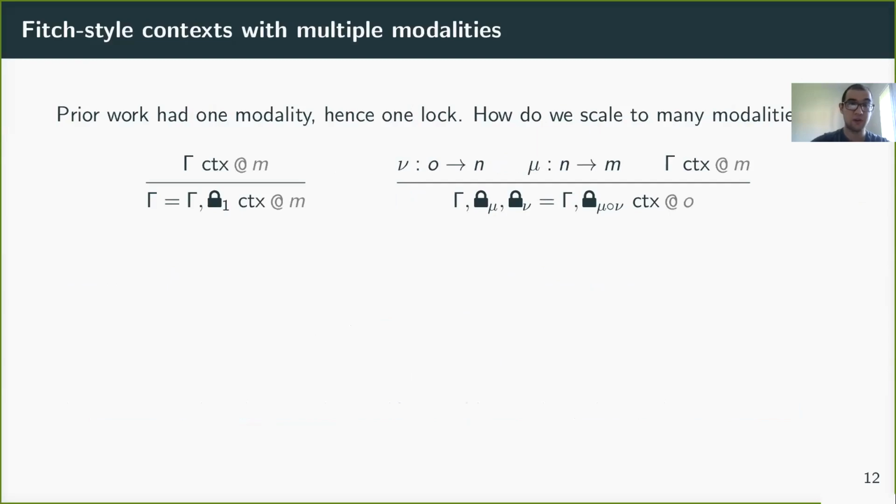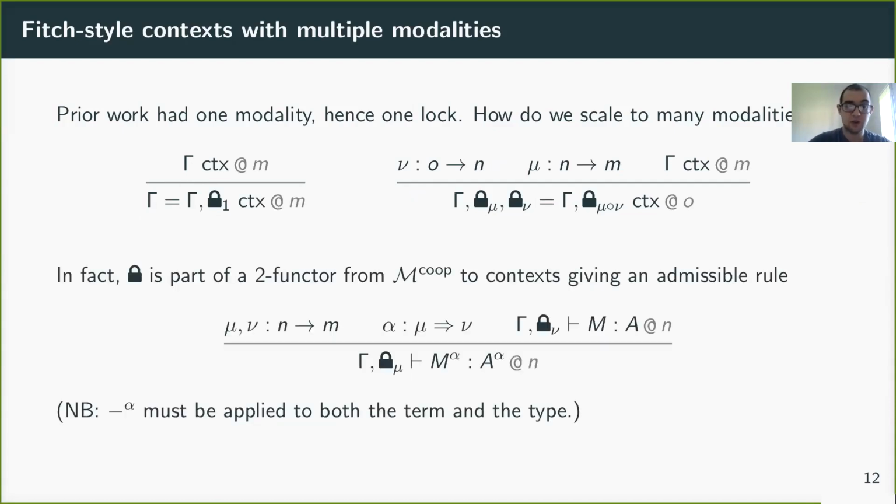Now, one difference from previous work on Fitch-style type theories is that MTT has multiple modalities, and that tells us that there'll be multiple locks. So we have to figure out how these locks interact. And luckily, there's a systematic answer to this, which is we'll force locks to behave like a sort of two-functor. So we'll impose a definitional equation on context, which says that locking at one is the identity, and that locking twice is the same as locking at the composite.